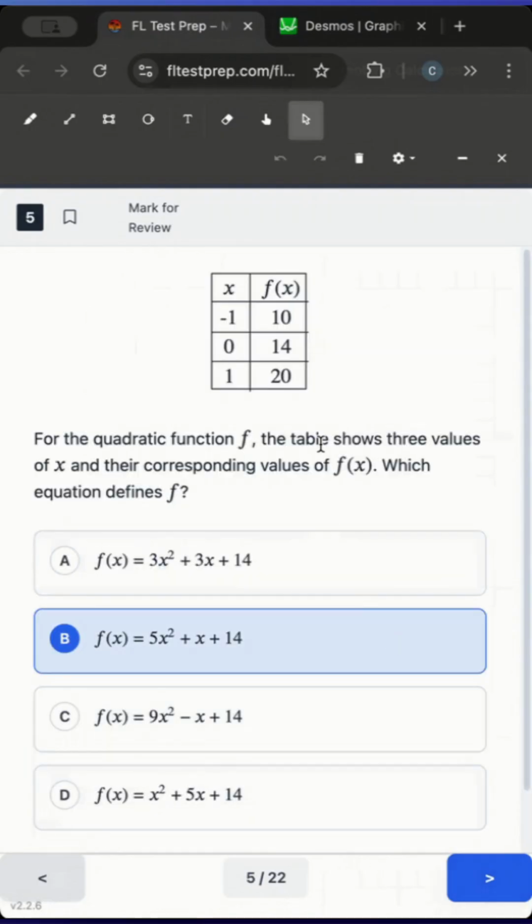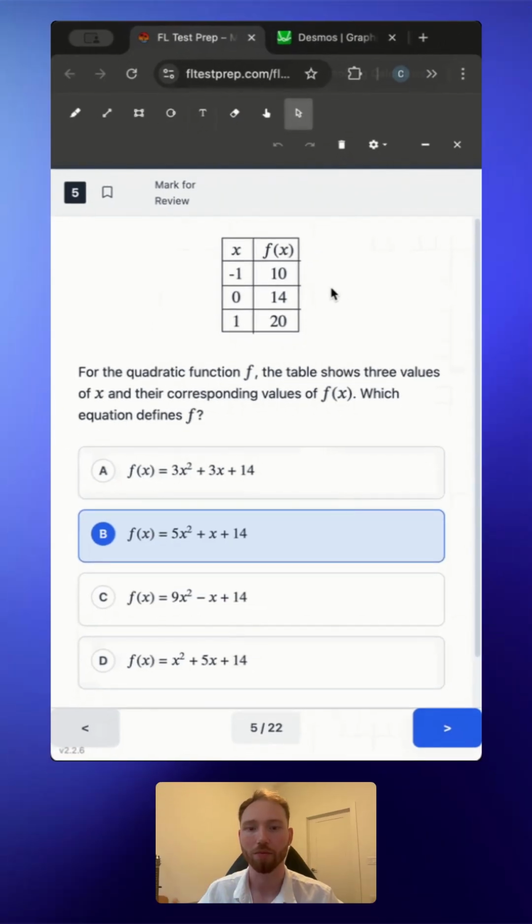For the quadratic, can you solve this SAT problem? For the quadratic function f, the table shows 3 values of x and their corresponding values of f of x. So which equation defines f? The fastest way, one of the best methods on the SAT is something I learned from Citadel Prep called plug points into equations.